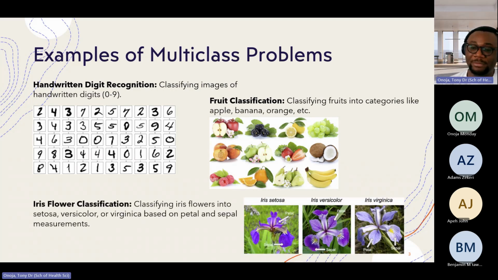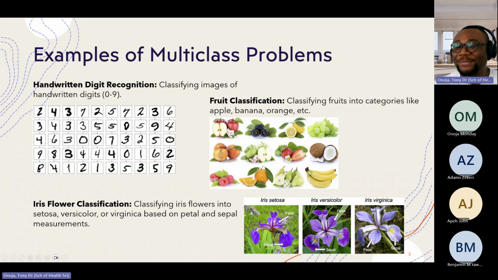And there is a popular example which we'll be looking at shortly when we look at a practical problem, the Iris flower classification problem. When we have the Iris flower, there is a way you need to spot if it's the Iris setosa, Iris versicolor, or Iris virginica. You're spotting them based on the shape of the sepal and the petal.